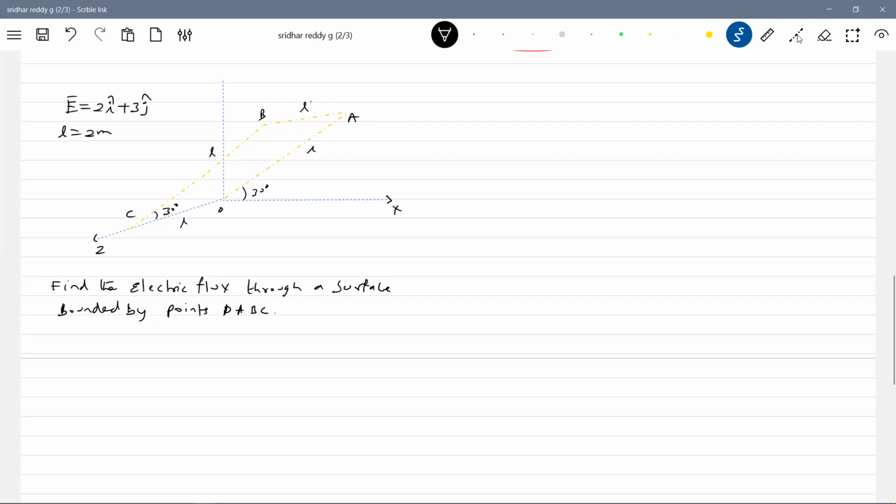Now, if this lies in XZ plane, what would happen? The unit vector would have been along y-axis. Am I right? If this plane were lying in XZ plane, the unit vector would have been along y-axis. So since this plane rotates to an angle 30 degrees, the unit vector also will rotate. So what is the angle made by the unit vector? Should be this one. So how much should it be equal to? N cap should be equal to 30 degrees.